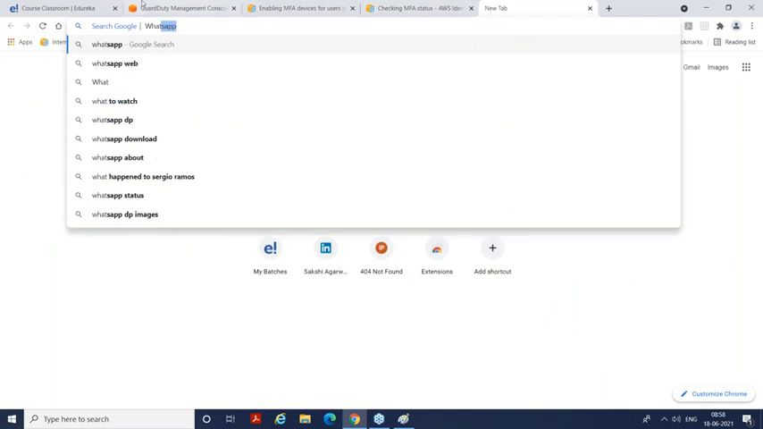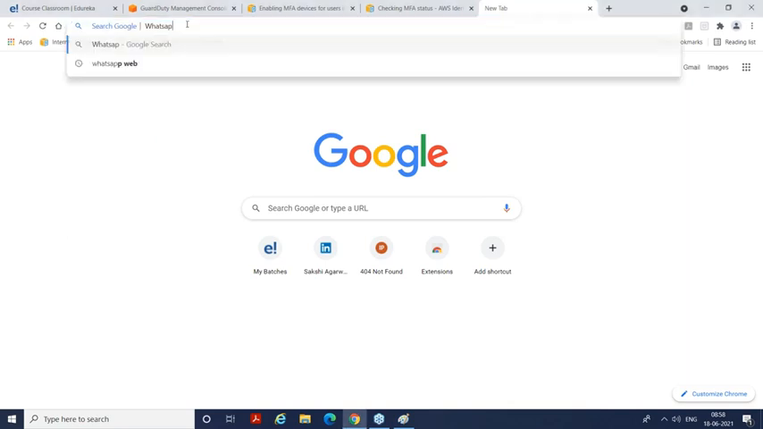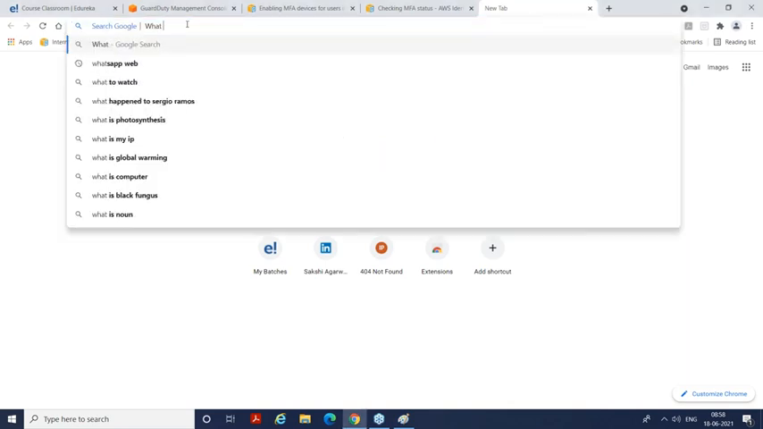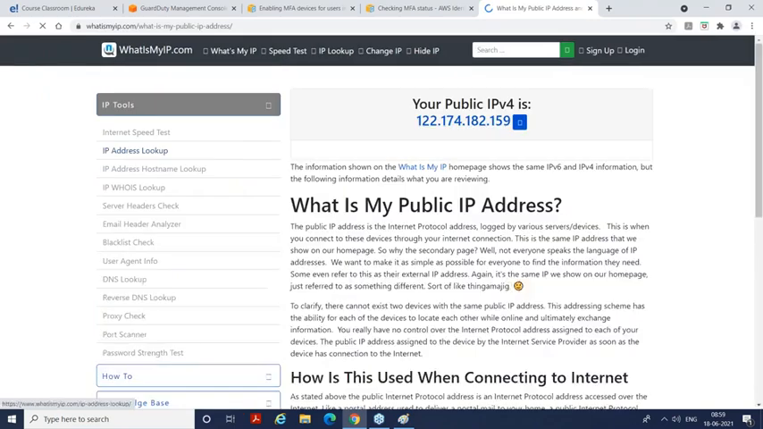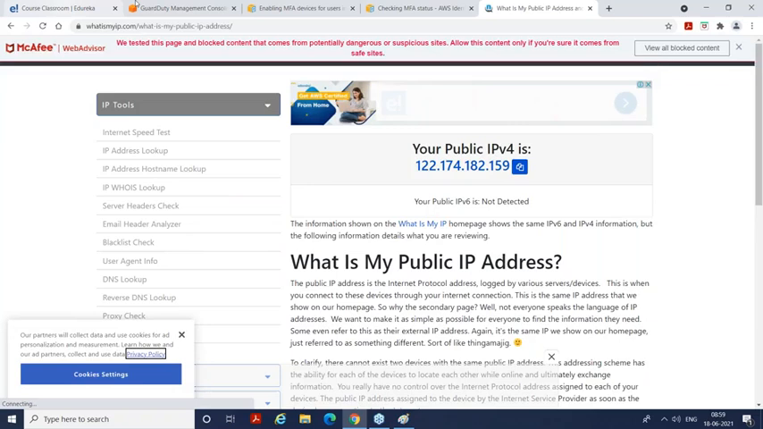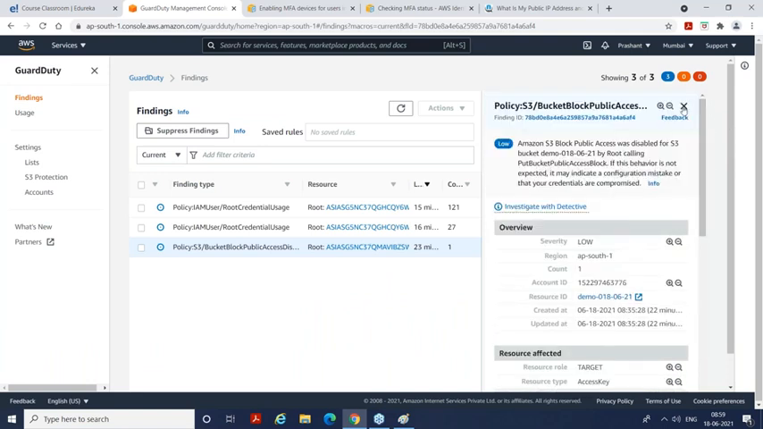So I'll show you that also so that all of you understand that it is giving what is my public IP. 122.174.182.159. Guys, are we all clear how it works?